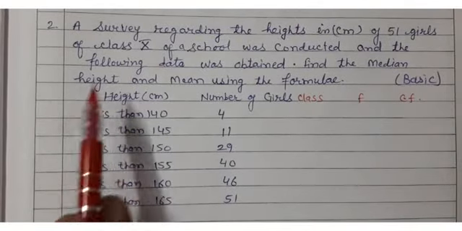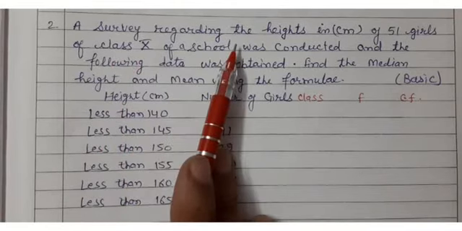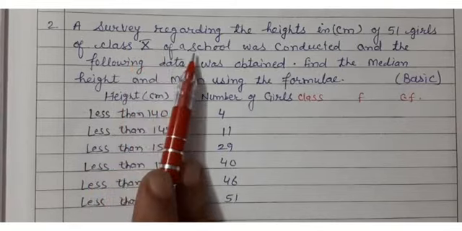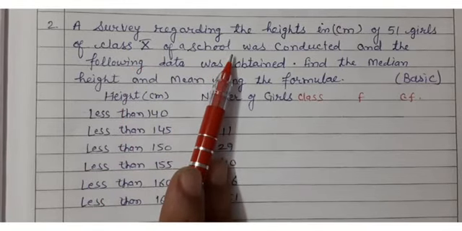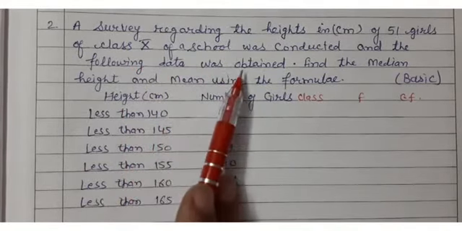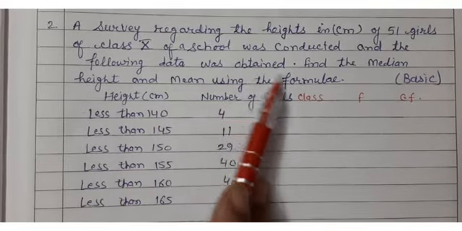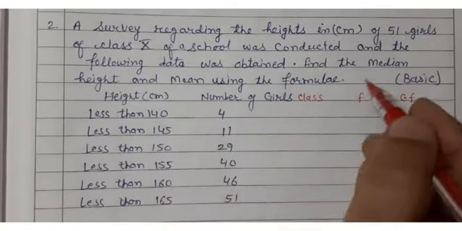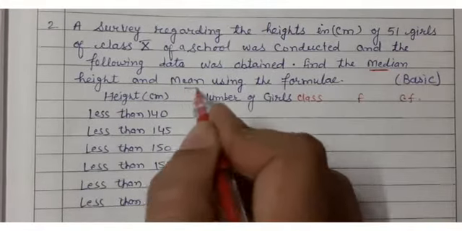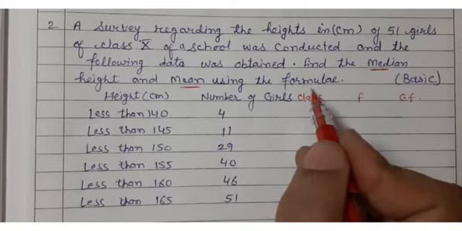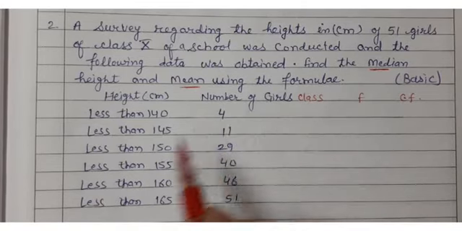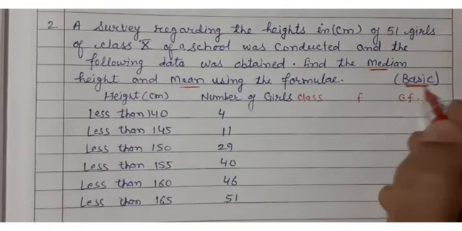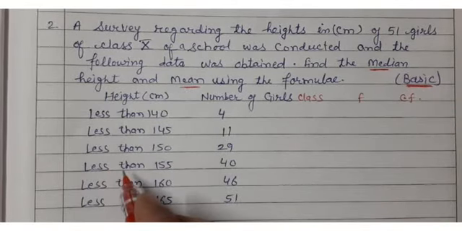Next question is: a survey regarding the heights in centimeters of 51 girls of class 10th of a school was conducted and the following data was obtained. Find the median height and mean. Both you have to find out by using the formula. But see here, a less than type is given to you, and this is a basic question. Keep in mind, this is a different type of question.